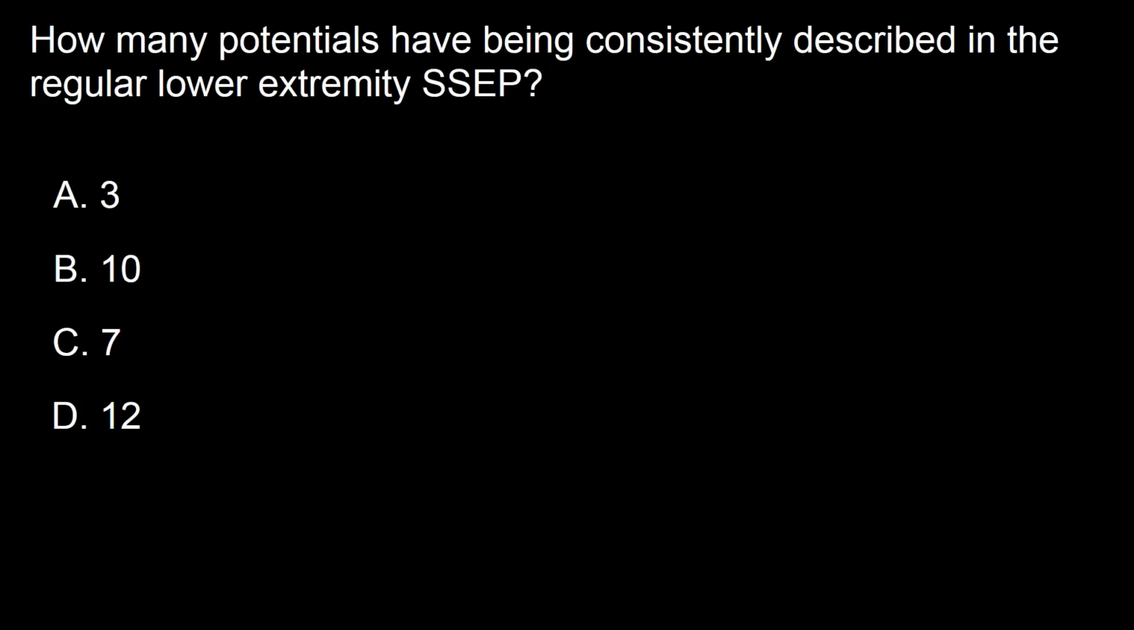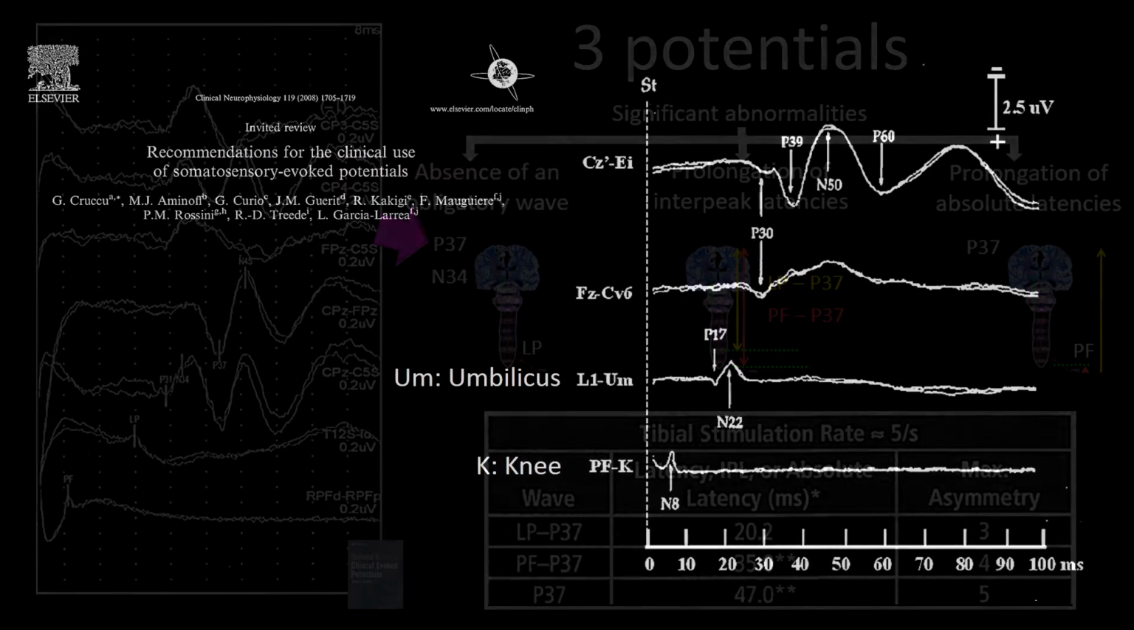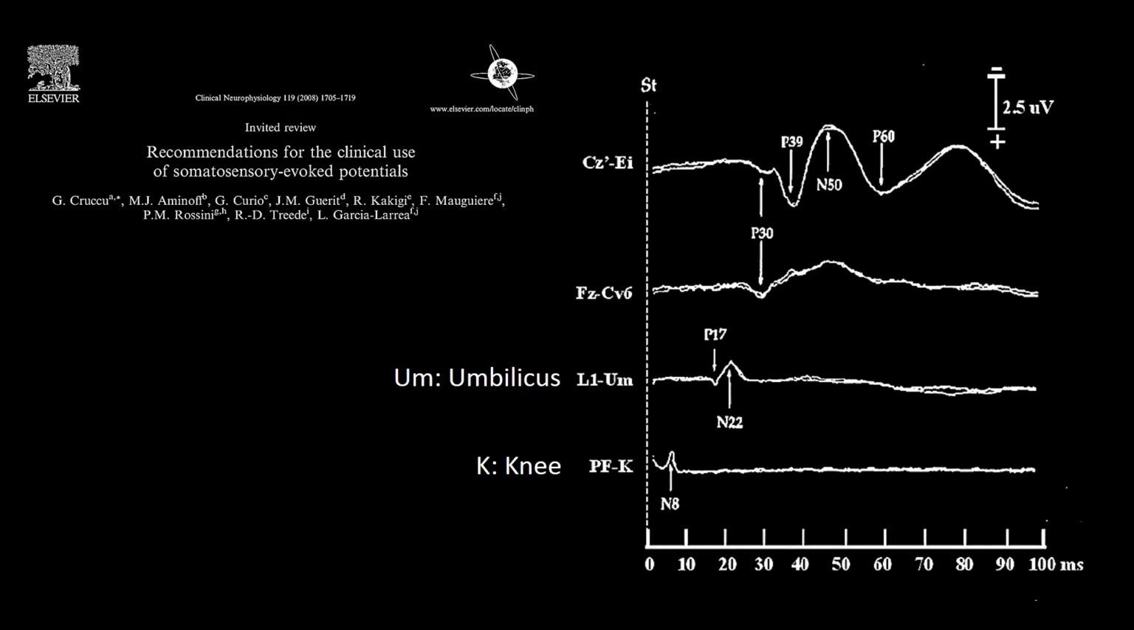Next question. How many potentials have been consistently described in regular lower extremity somatosensory evoked potentials? A3, B10, C7, D12. When we spoke of leg somatosensory evoked potentials in a prior video, we mentioned three important potentials: the lumbar potential, N34, and P37. But as you can see in this frame, other authors have labeled more than three potentials.